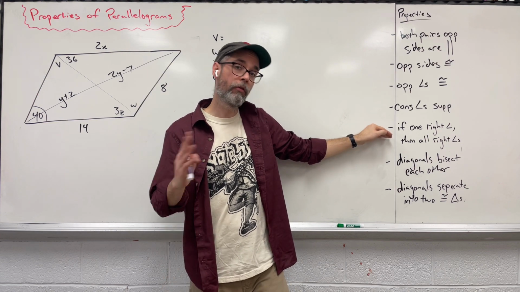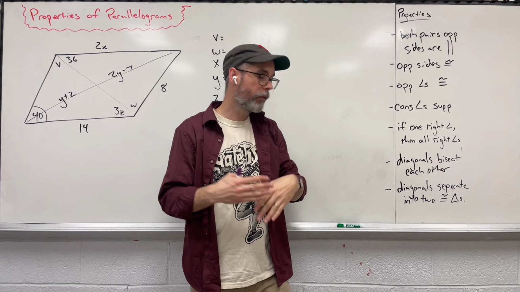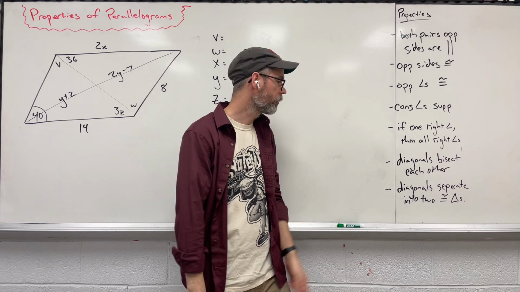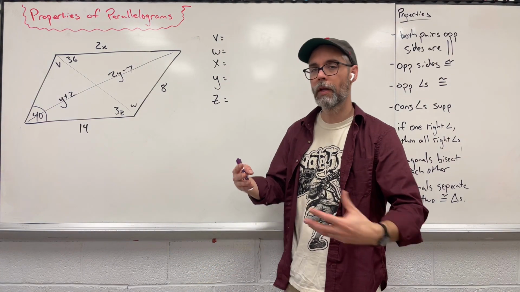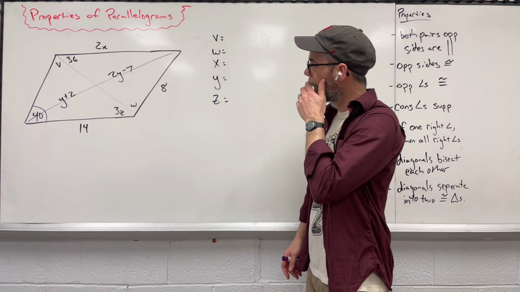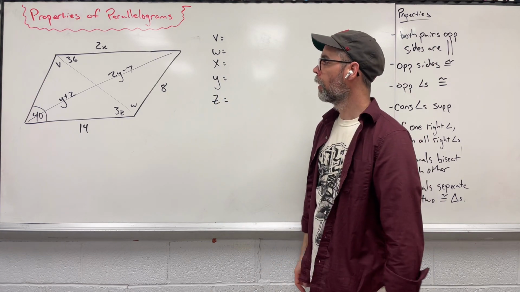If you have one right angle, they're all right angles. When both diagonals cut through each other, they bisect each other, giving equal parts. And when you have a diagonal in a parallelogram, it makes two equal triangles. So let's use all those rules and figure out what we've got going on here.